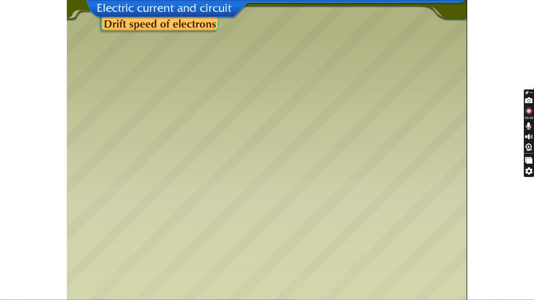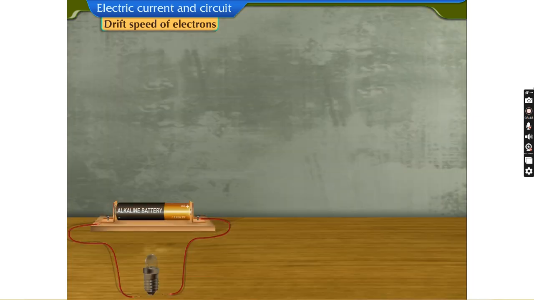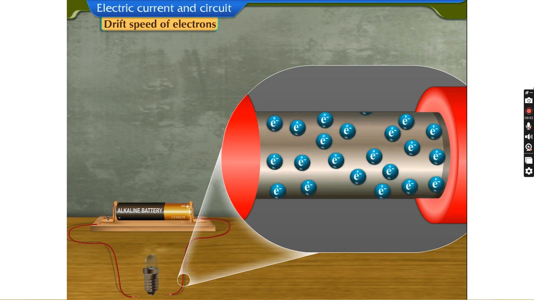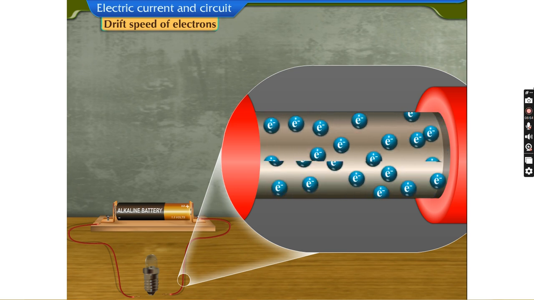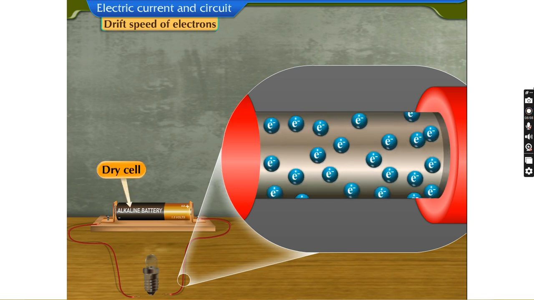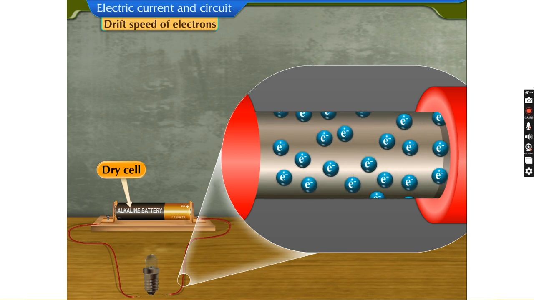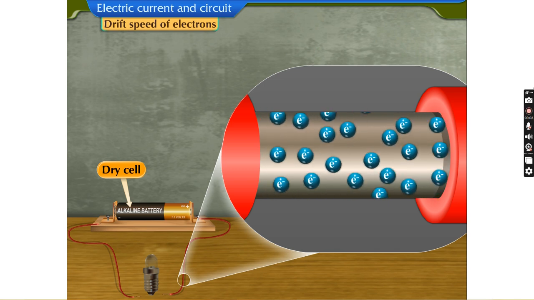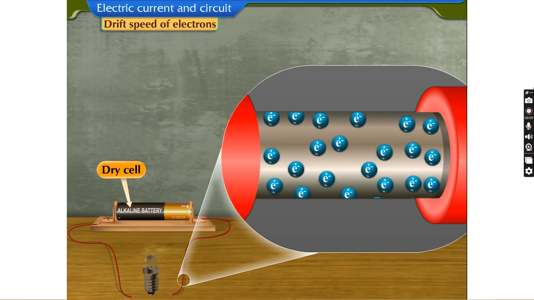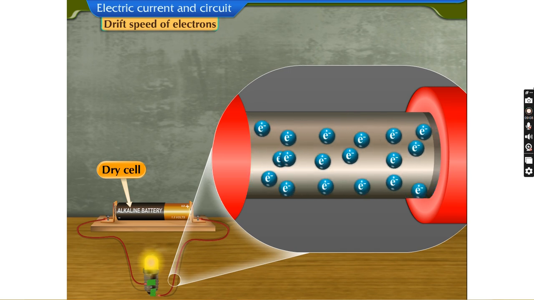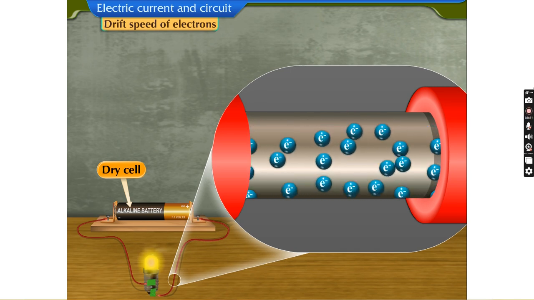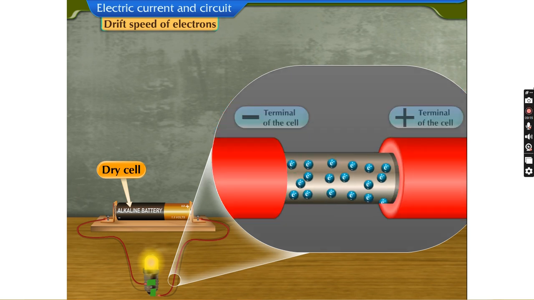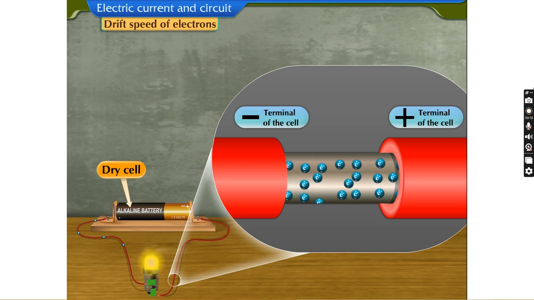Drift speed of electrons. At room temperature, the free electrons in the metal wire move randomly in all directions when no electric source like a dry cell or a battery is connected to the wire. When a source of electricity like a cell or a battery is connected between the ends of the metal wire, an electric force acts on the free electrons present in the wire, making them move towards the positive terminal of the cell or the battery.